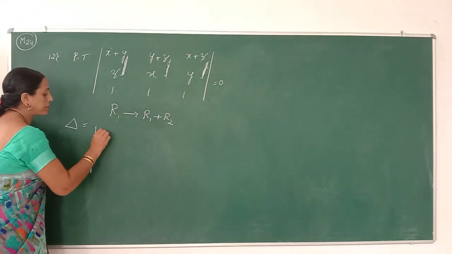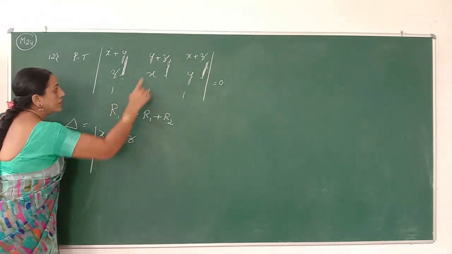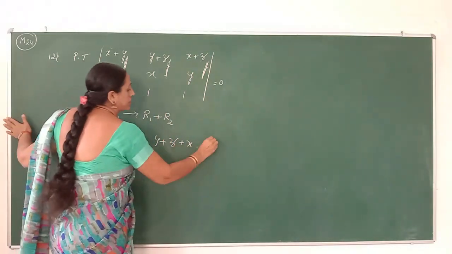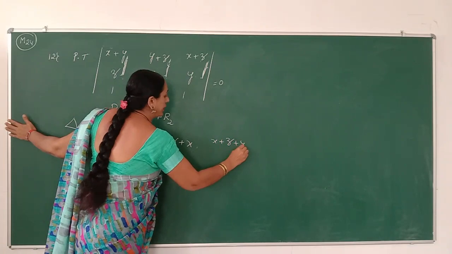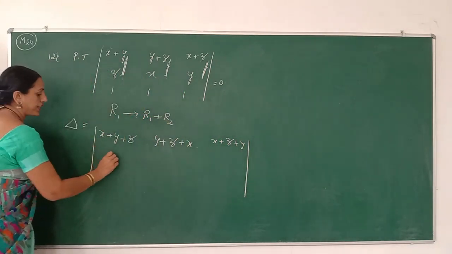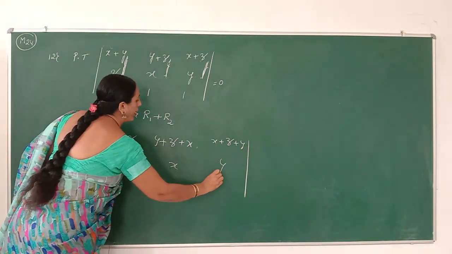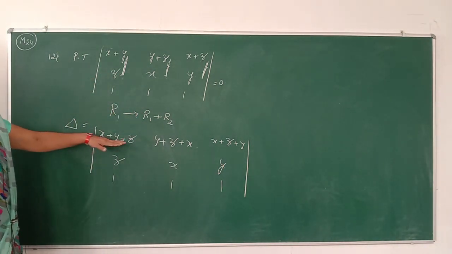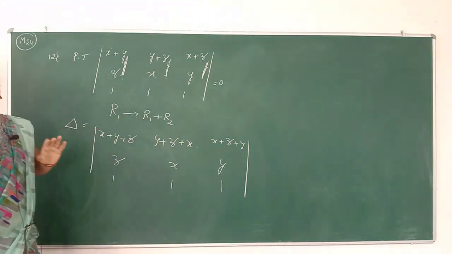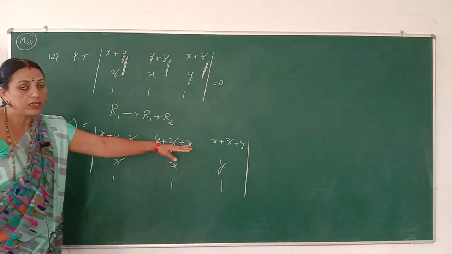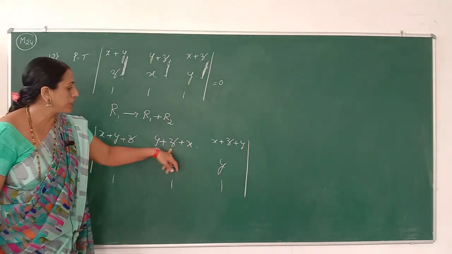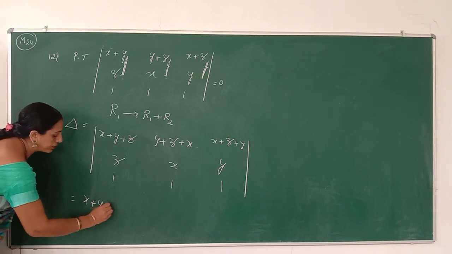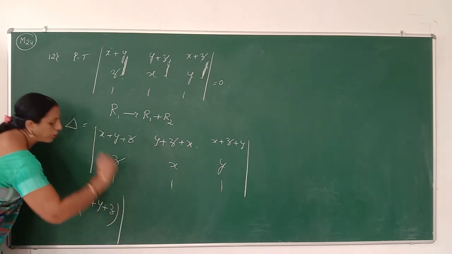These elements are x plus y plus z. The second is y plus z plus x. The third element is x plus y plus z. The elements of the second row are z, x, y and the third row is 1 1 1. After that we observe that all the elements of the first row are the same: x plus y plus z, x plus y plus z and x plus y plus z. Therefore, now we take x plus y plus z as a common factor.